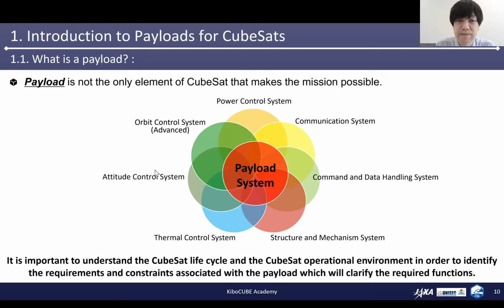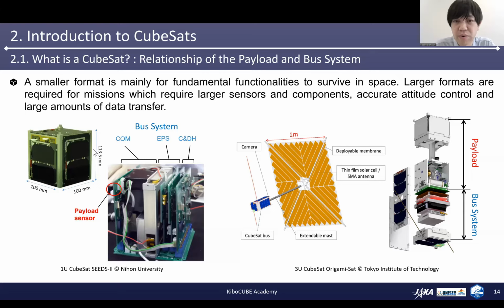Among the possible form factors of a CubeSat, the 1U CubeSat in particular is an ideal platform for learning the engineering skills and technology essential for satellite development and operation as a first step. This slide shows the exterior and interior of the 1U and 3U CubeSat, including their components. There are bus subsystems, including a communication subsystem, electrical power supply subsystem, as well as a command and data handling subsystem.